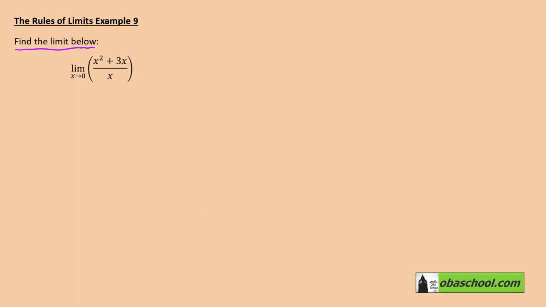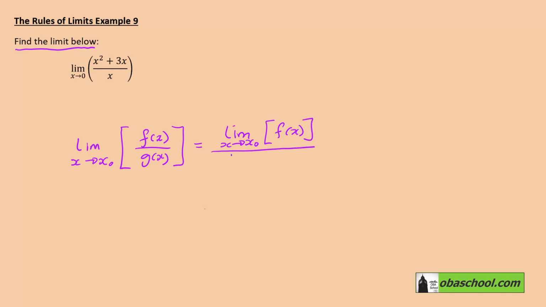quotient. And the reason is that when you have the limit as x tends to x naught of f of x divided by g of x, then that's equal to the limit as x tends to x naught of f of x divided by the limit as x tends to x naught of g of x, but only provided that the limit as x tends to x naught of g of x is not equal to 0.